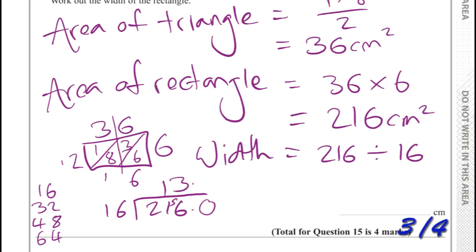How many left over? Well, to make 56, we managed to get to 48. We're going to need 8 more to bump that up to 56. And now we need to think how many 16s are going to go into 80. Well, 16 times 5 is 80, so we're going to get 5 left over. So our final answer is 13.5 centimetres.